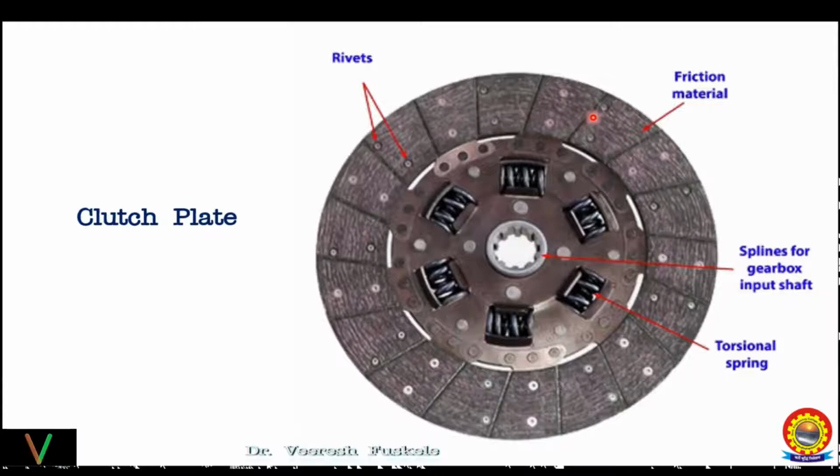We can also see these coil springs which are mounted here along the circle. These coil springs are mounted in the cavities. You can see there are some cavities in the core of the plate, and their main function is to reduce the torsional vibrations, so they act as torsional springs.